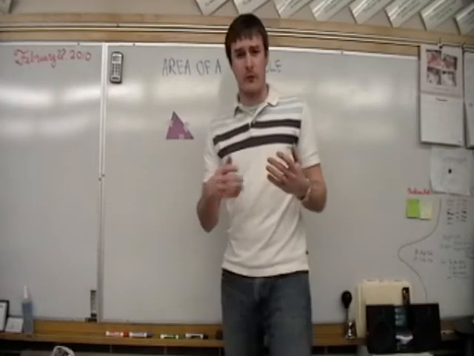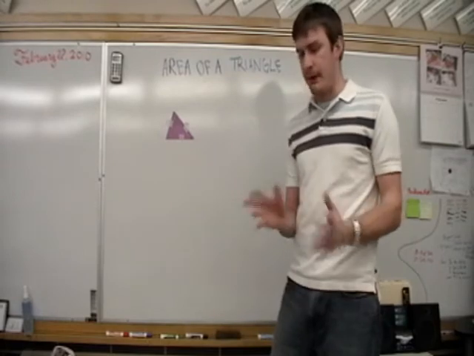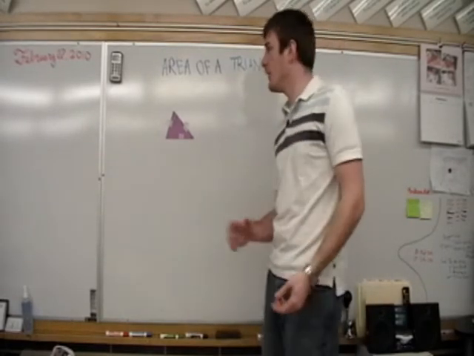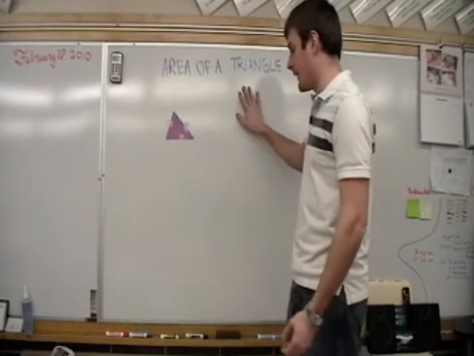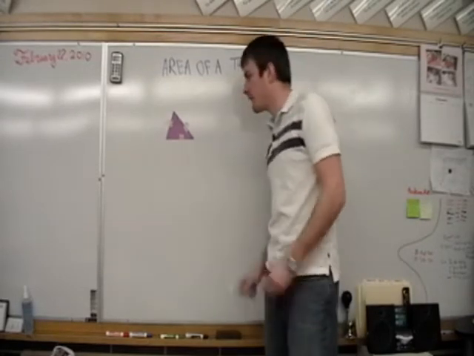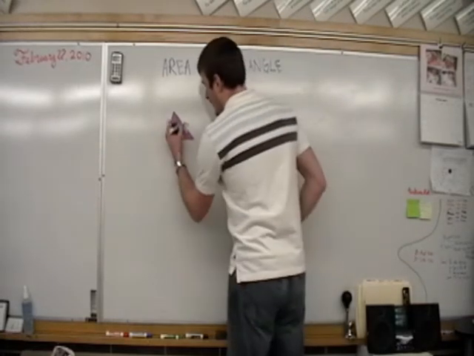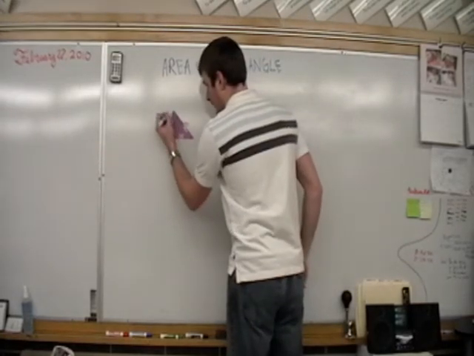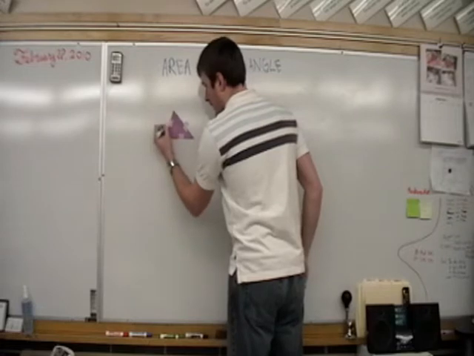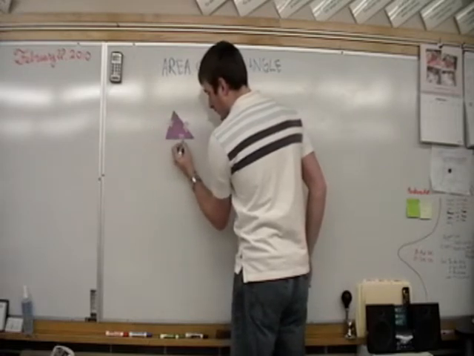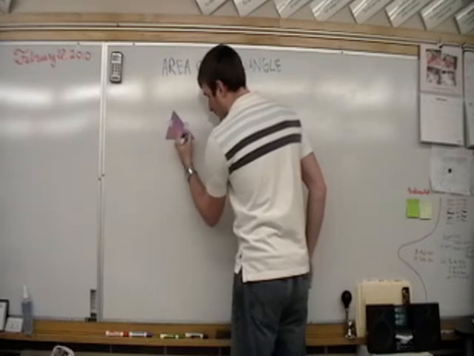Alright, so let's review. For an area of a rectangle, base times height. Area of a parallelogram, base times height. Now we're going to find the area of a triangle. In order to do this, the first thing that I'm going to do is I have a regular old triangle. And I'm actually going to outline this the best I can to show you exactly how easy it is once you know the area of a rectangle, once you know the area of a parallelogram.